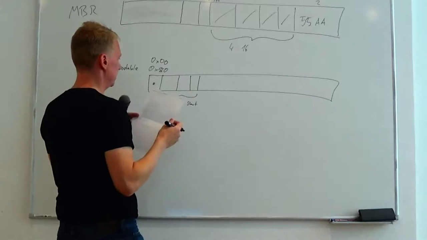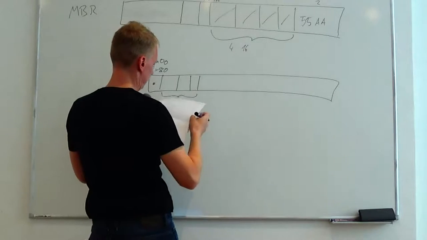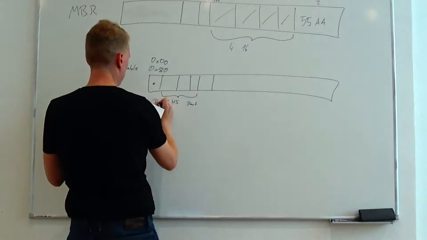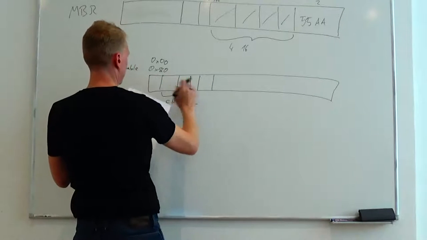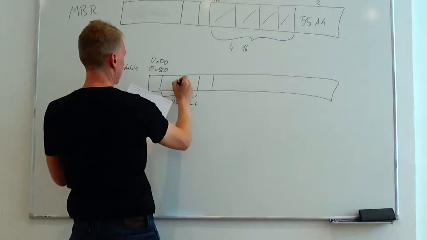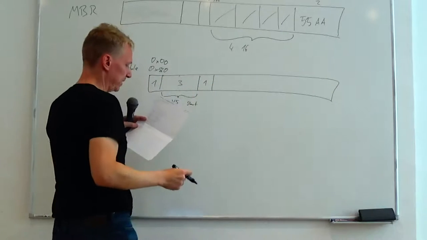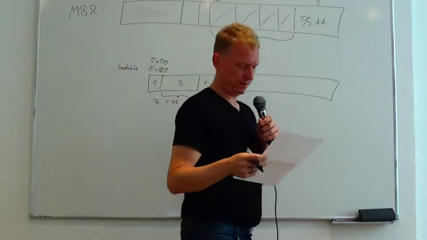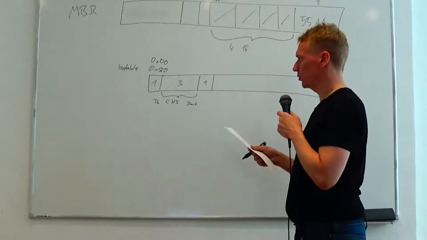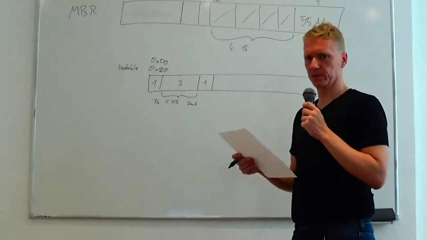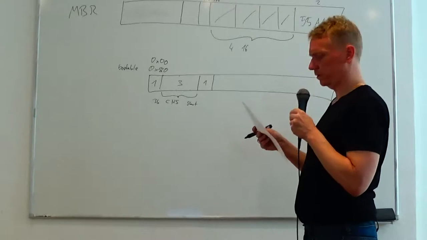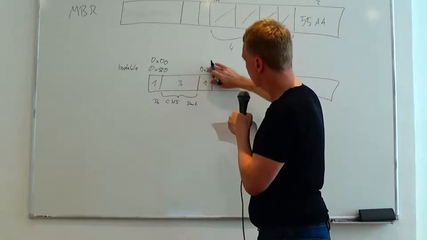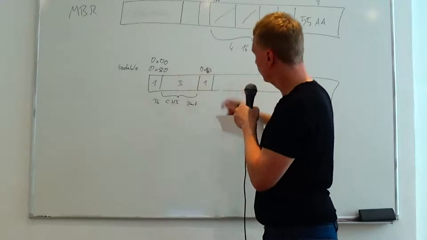So this is a CHS address of the start of the partition. Then we have one byte, this is one byte with an ID. I think this ID tells you which operating system has been used to format the hard drive. So I think we will be seeing 0x83, I think, which stands for Linux.